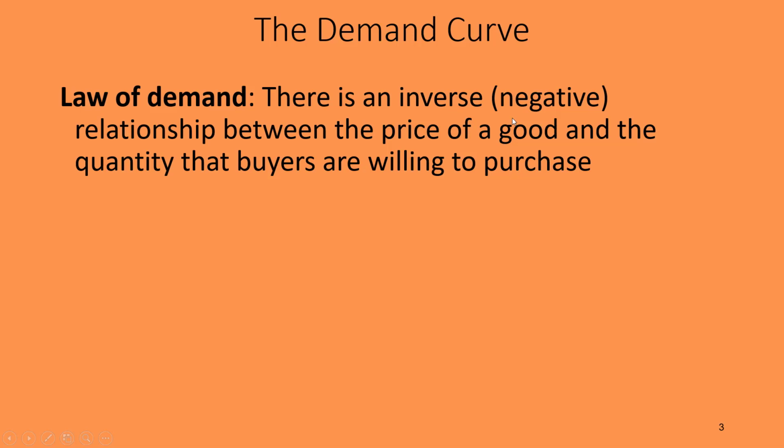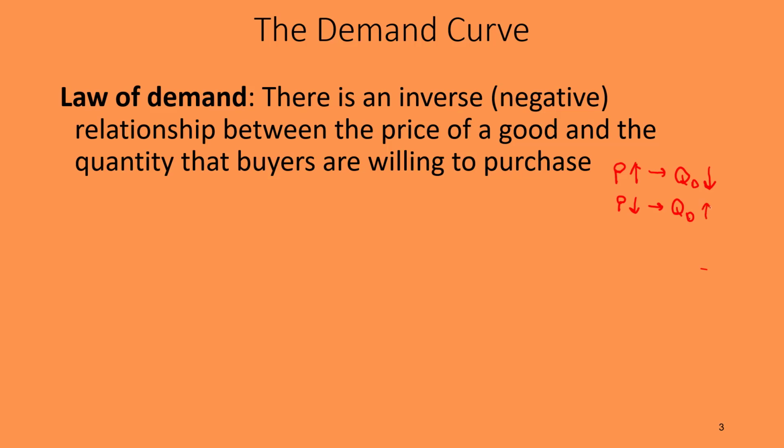So the law of demand says that there is an inverse or negative relationship between the price of a good and the quantity that buyers are willing to purchase. When we talk about an inverse or negative relationship, all we're saying is that when the price of a good goes up, people tend to buy less. At a higher price, quantity demanded, which is the amount that people are willing to buy, will go down. At the same time, if we had a lower price, at lower prices we tend to be more likely to buy something, so the quantity demanded will go up.